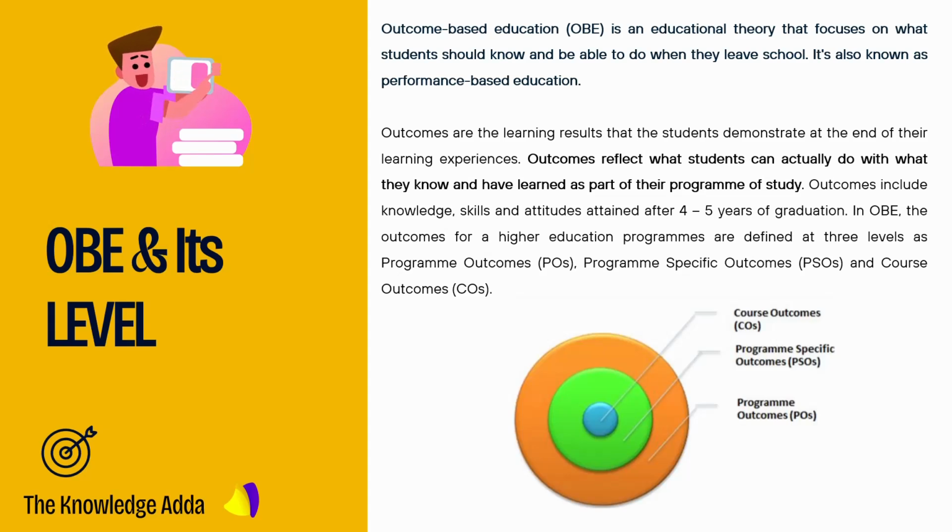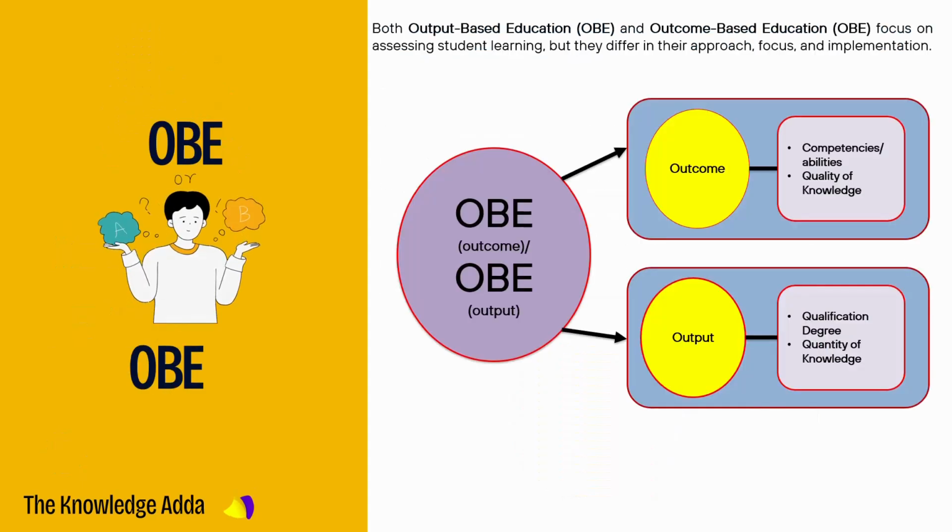In outcome-based education, the outcomes for a higher educational program are defined at three levels. Program outcome means after completion of any program, what a student gains or learns. Program specific outcome is a measure generally 5 to 6 years after completion of the program, and course outcome means what you gain after completing the course. Both output based education and outcome based education focus on assessing student learning, but they differ in their approach, focus, and implementation.